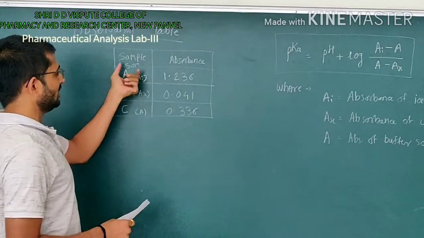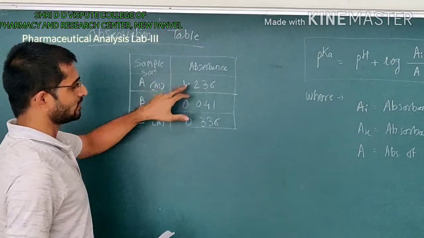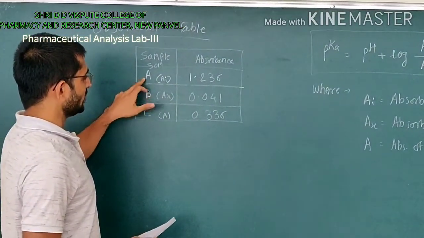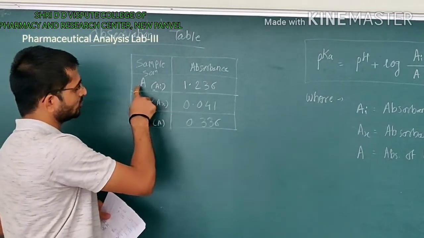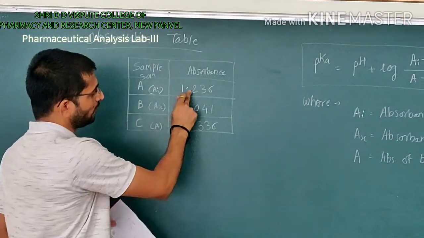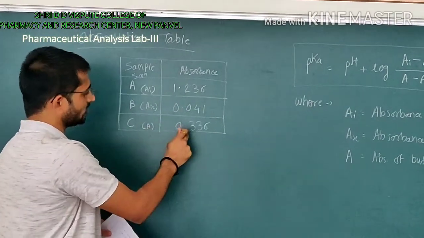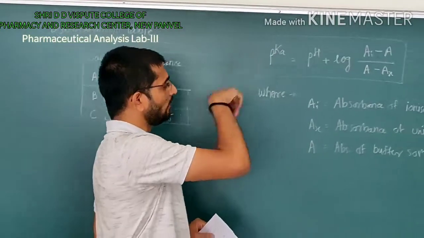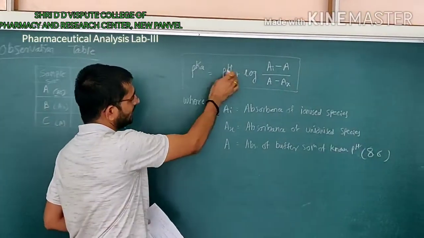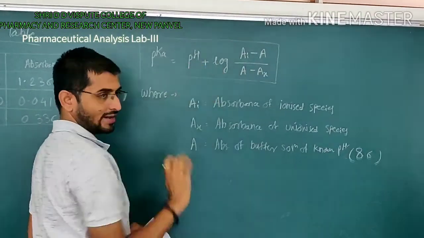One table contains two columns. The first is the sample solution and the next is the absorbance. The sample solutions are A, B and C. The absorbance of solution A is 1.236, solution B is 0.041, and solution C is 0.336. Then calculate the value of pKa by the equation: pKa is equal to pH plus log of (AI minus A) upon (A minus AU).